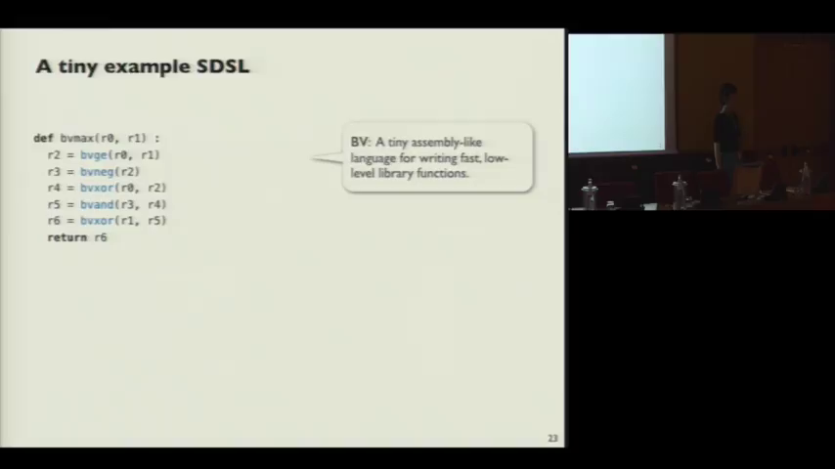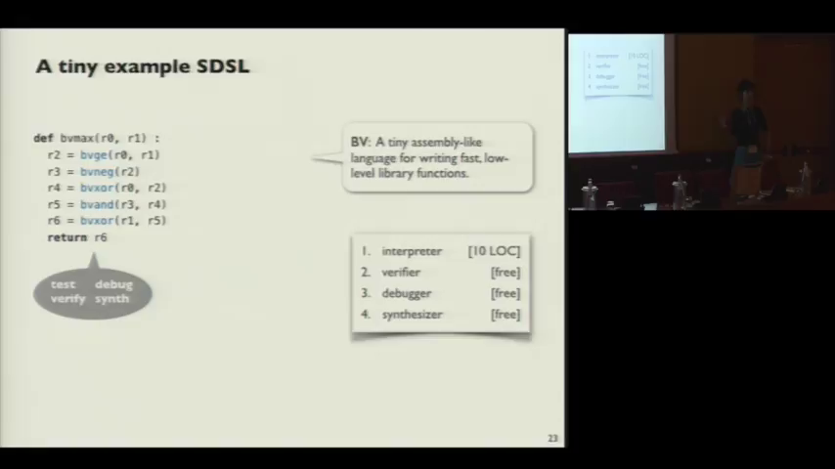Pretty cool, right? So what do we want to be able to do with BV programs? Well, obviously we want to be able to execute them. So we want to be able to test them. We want to be able to verify them, debug them, and synthesize repairs if needed. So that's our toy example. How are we gonna do it? 4 steps. First, I will show you an interpreter for BV, which is about 10 lines of code, and then you'll get everything else pretty much for free.